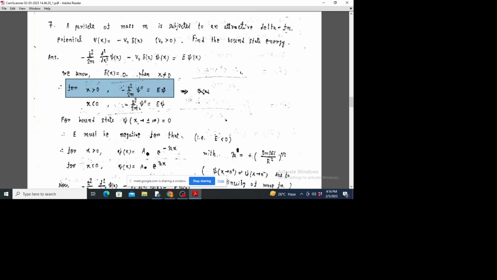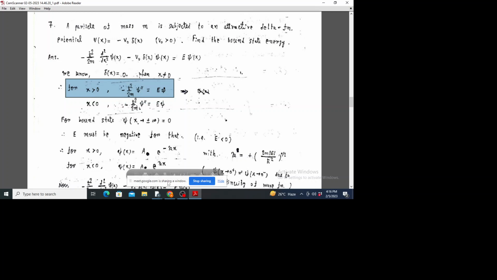So except at x equal to 0, the potential is continuous everywhere, and the value is 0 everywhere other than x equal to 0. Naturally, the x equal to 0 discontinuity divides our 1D space into two regions: one is x greater than 0 and the other is x less than 0. We solve the Schrodinger equation separately for both of these regions.